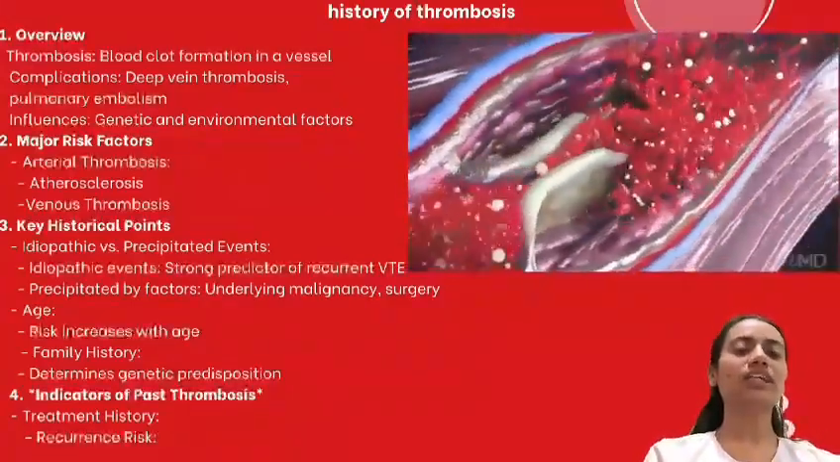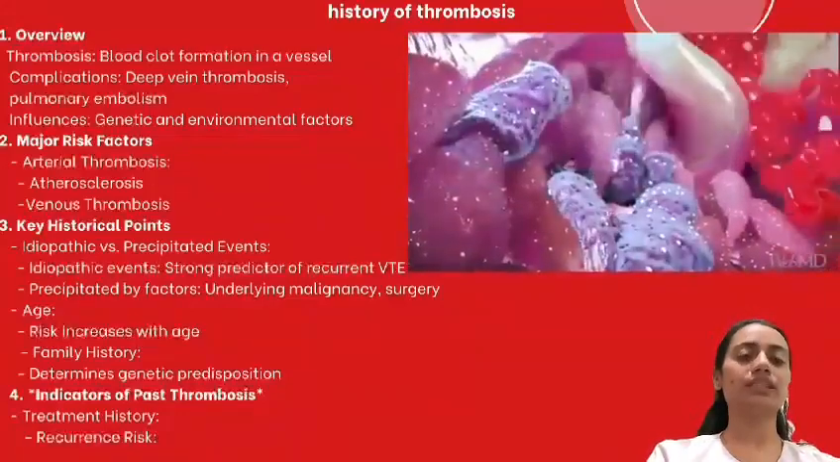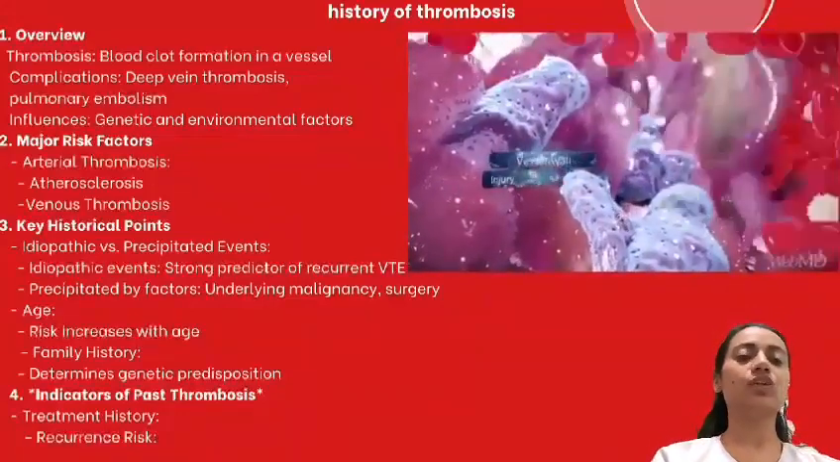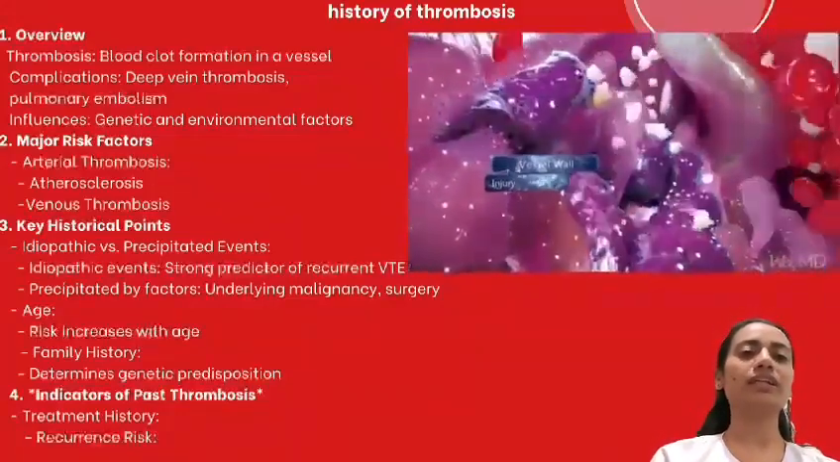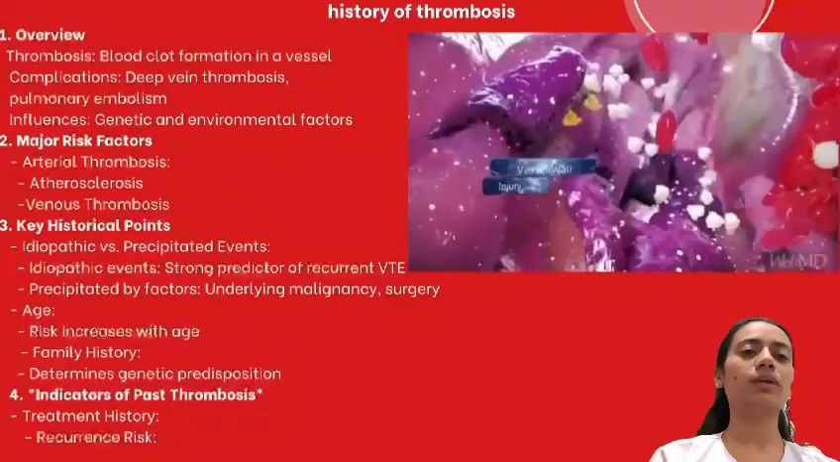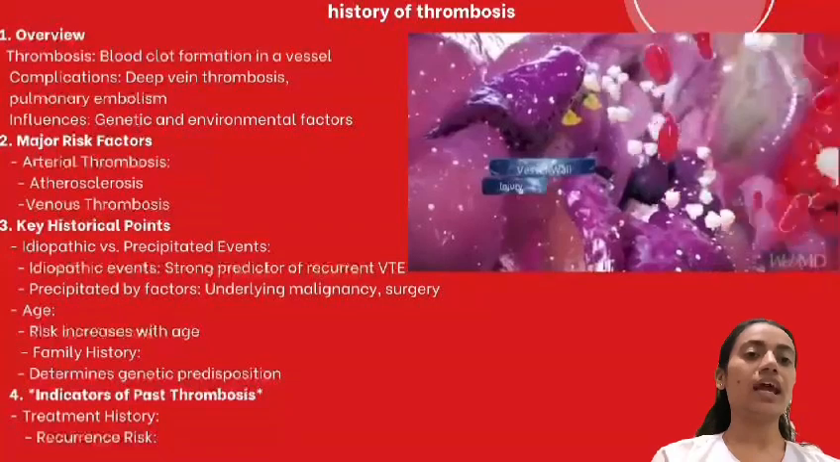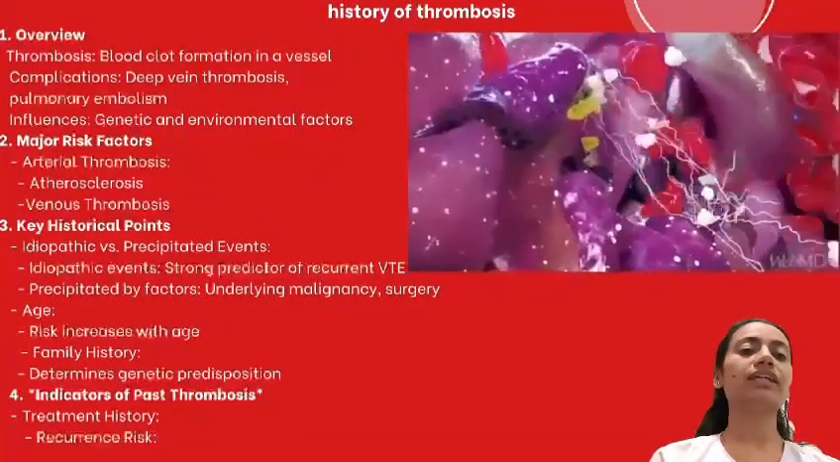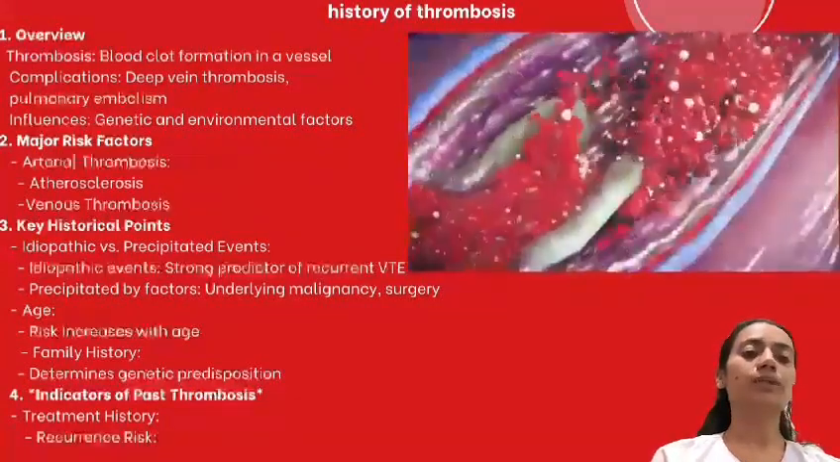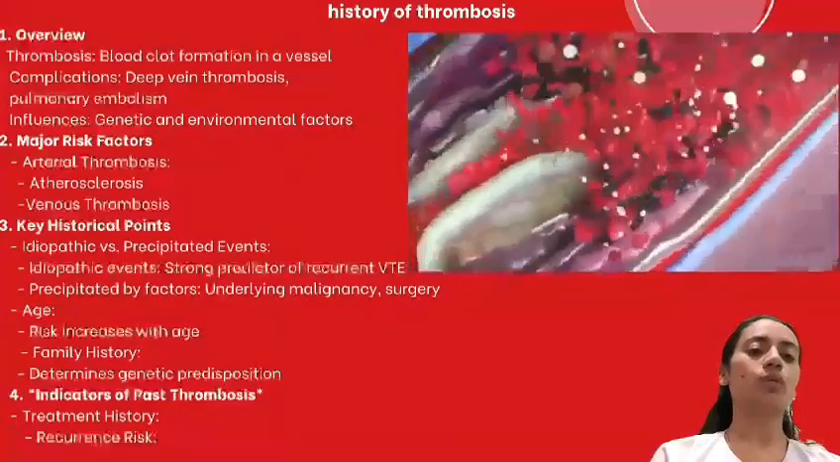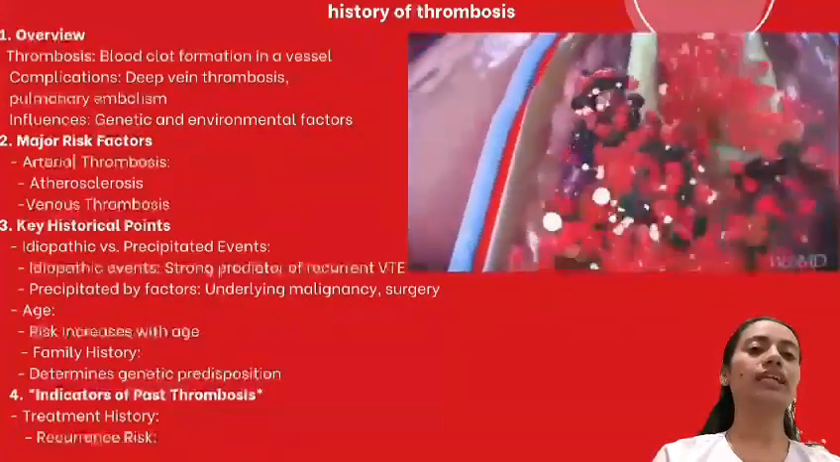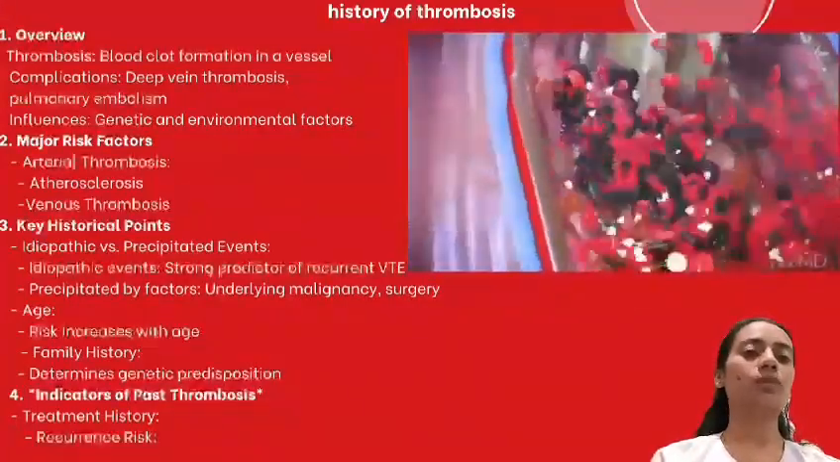Third point is key historical points. Idiopathic versus precipitated events. Idiopathic events strongly predict recurrent venous thromboembolism, while precipitated events often relate to underlying conditions like cancer or recent surgeries. Age: thrombosis risk increases with age, and family history is a significant indicator of genetic predisposition to thrombosis.